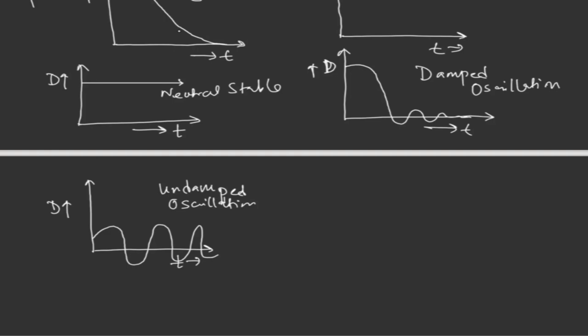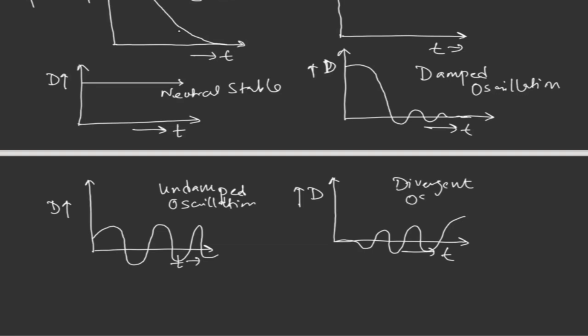And if you have a different kind of response with time, this is my displacement, this is the time axis, and the response is something like this. If you look carefully, the magnitude of oscillation is increasing with time. If the system has this kind of behavior, we call it divergent oscillation.